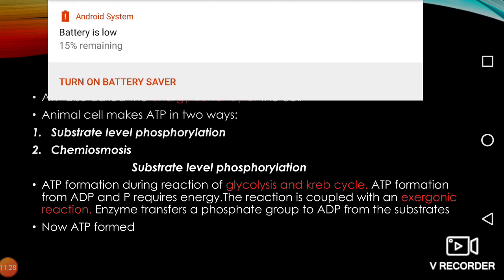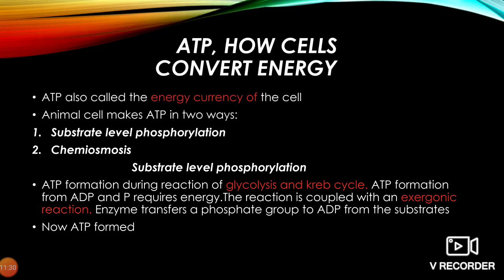As we all know, ATP is also called the energy currency of the cell, and animal cells make ATP in two ways: substrate-level phosphorylation and chemiosmosis. Substrate-level phosphorylation is ATP formation during the reactions of glycolysis and the Krebs cycle. ATP formation from ADP and Pi requires energy, and the reaction is coupled with an exergonic reaction. Enzymes transfer a phosphate group to ADP from the substrates. So now ATP is formed.